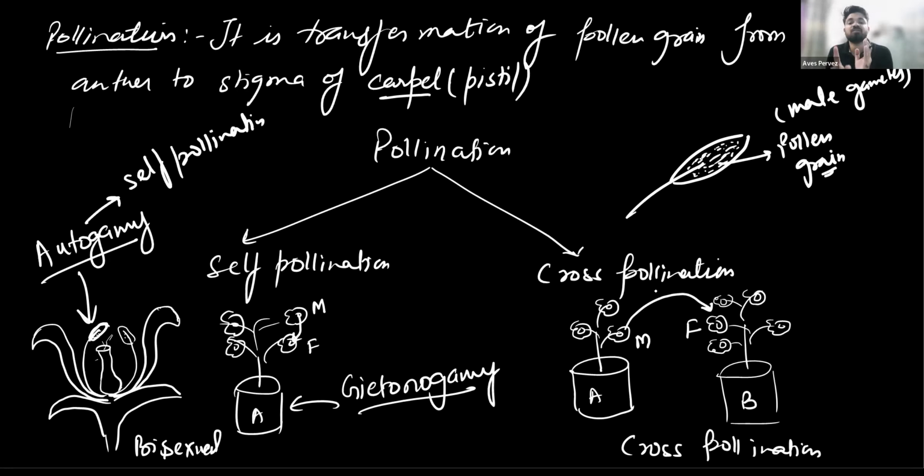there must be transfer of pollen grain to a different flower of a different plant. It means the plant should also be changed. The plant should not be the same. So there can be conditions. How can we explain it one more time?